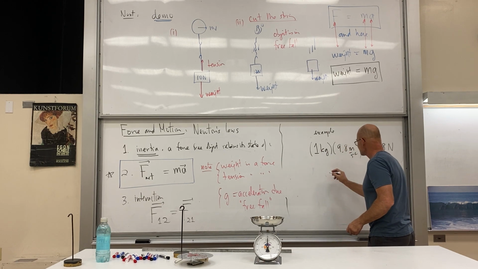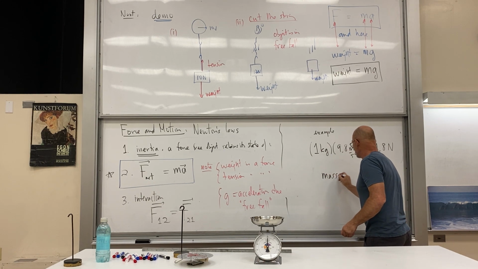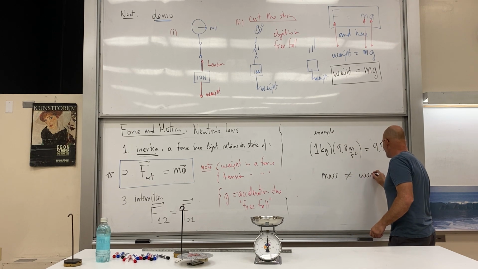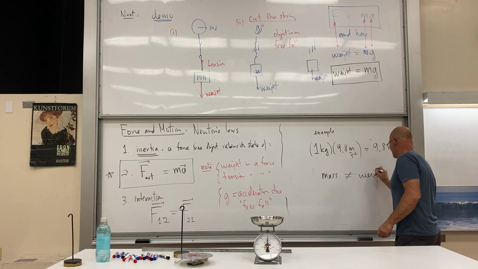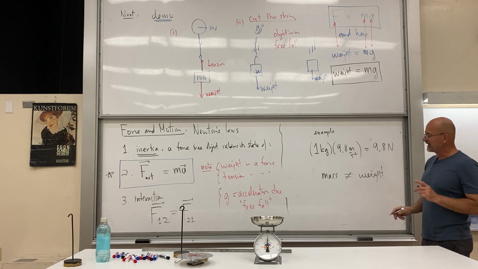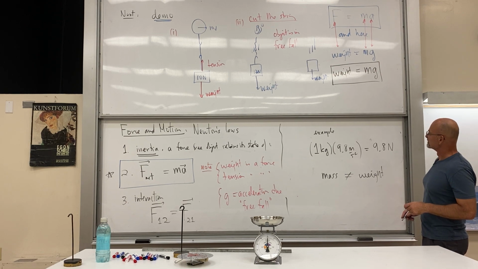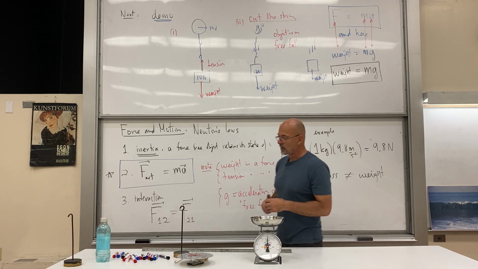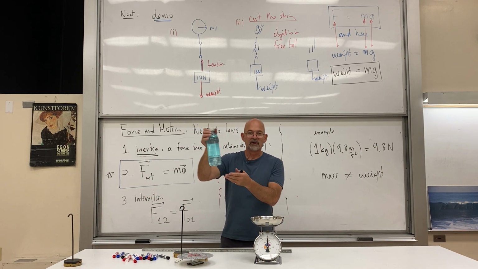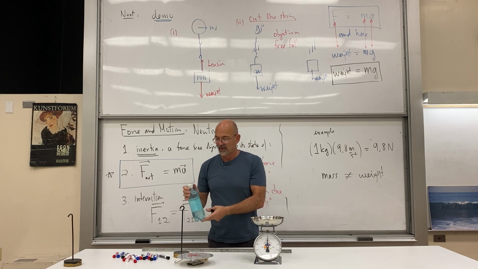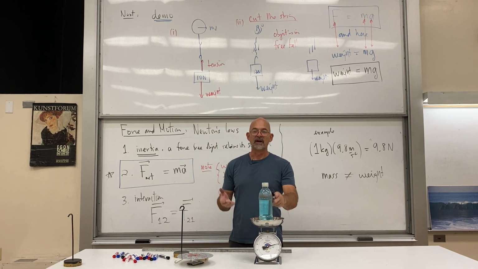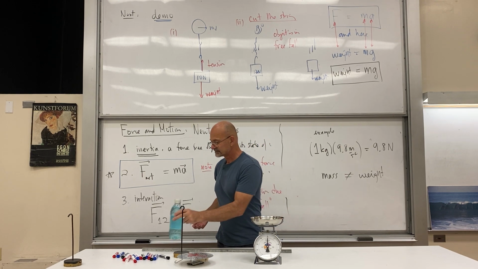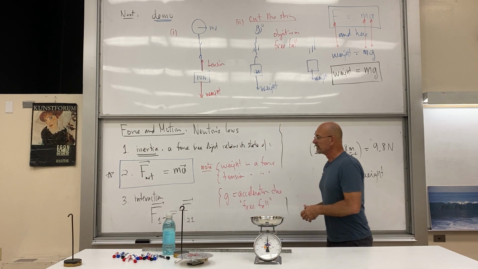Okay. Mass is not the same thing as weight. So to have the weight, you need gravity. Okay. So once again, 1 kilogram of water, that's a liter of water. You put it on the scale, you get your 9.8 newtons. Okay, so we have that.